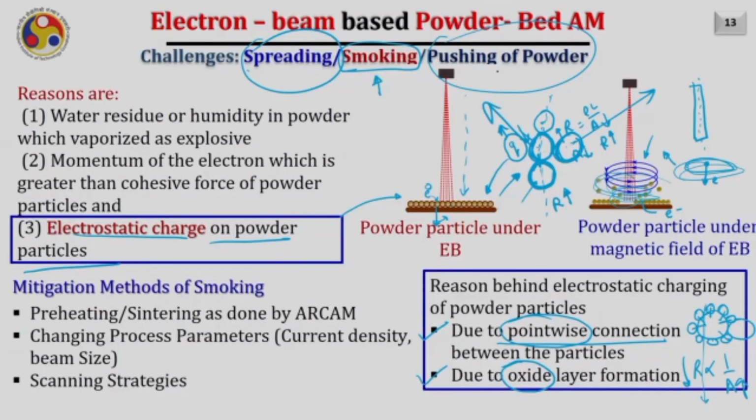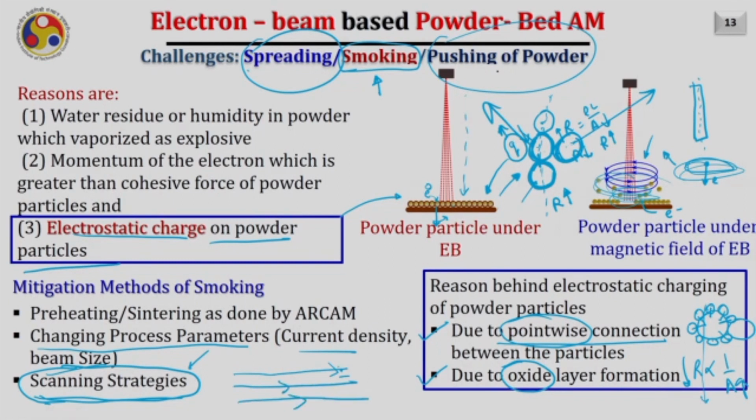There is another possibility by appropriately changing the process parameters such as current density and beam size, and another possible method of eliminating this could be the scanning strategy. For example, if you are scanning in this direction, then we should try not to scan the particles available here once again. Instead, we should stop and just come back from here. This is one possible example I am giving. This is because if you keep on moving around this particular point many times, then definitely charge will get accumulated and the particles available there may start repelling each other. So, scanning strategy could be one possible way of eliminating the smoking.